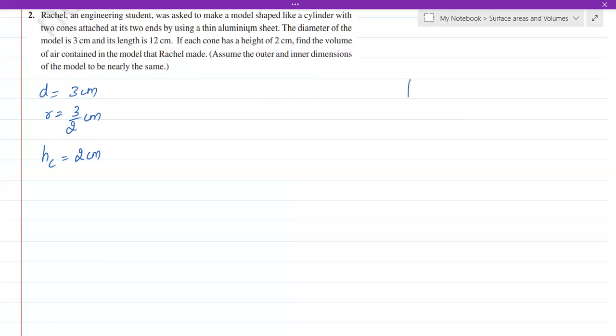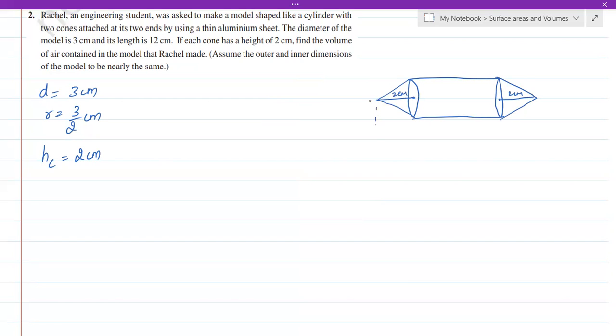What we have got is a cylinder, and for this cylinder, two cones of the same dimensions, something like this. This is how the model is. We've attached two cones. The height of the cone is given as 2 centimeter, that is from here to here. This is 2 centimeter. Similarly, on the other side, this is 2 centimeter.